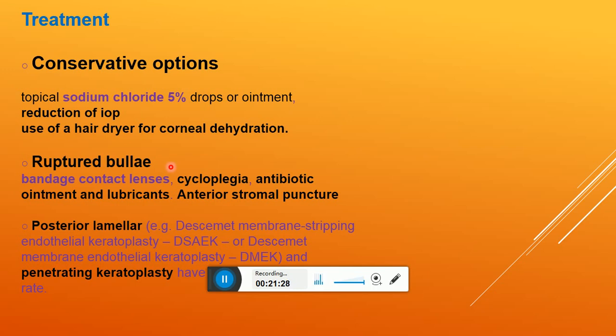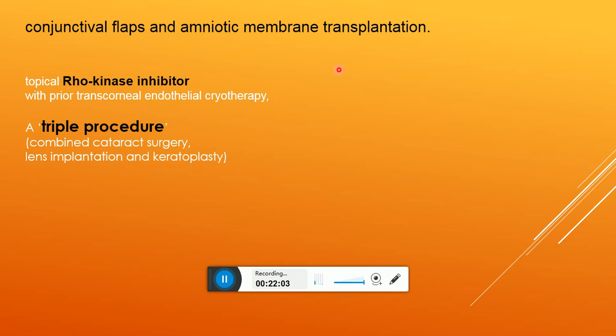A ruptured bulla can be made more comfortable by use of a bandage contact lens. Cycloplegia, antibiotic ointment, lubricants, and anterior stromal puncture may be helpful. Posterior lamellar Descemet membrane stripping endothelial keratoplasty, Descemet membrane endothelial keratoplasty, or penetrating keratoplasty have a high success rate. Options in eyes with poor visual potential include conjunctival flap and amniotic membrane transplantation. Promising new treatment: topical rho kinase inhibitor with prior transcorneal endothelial cryotherapy seems to stimulate endothelial cell proliferation and improve function.